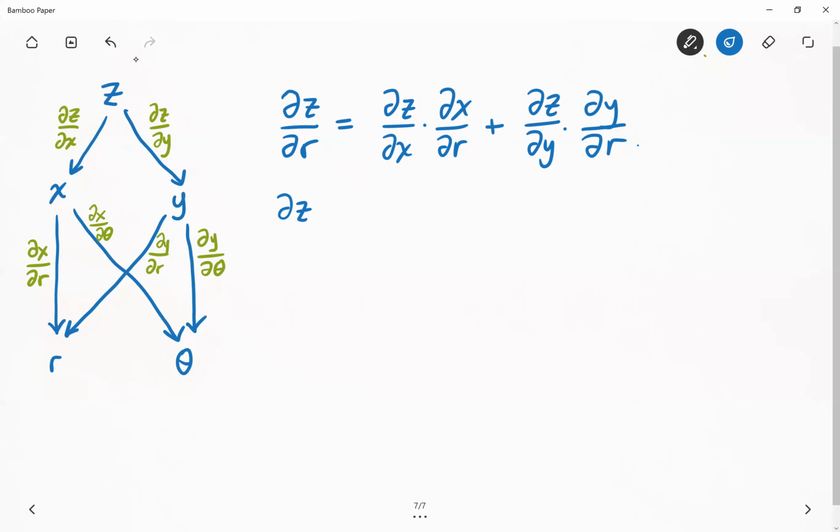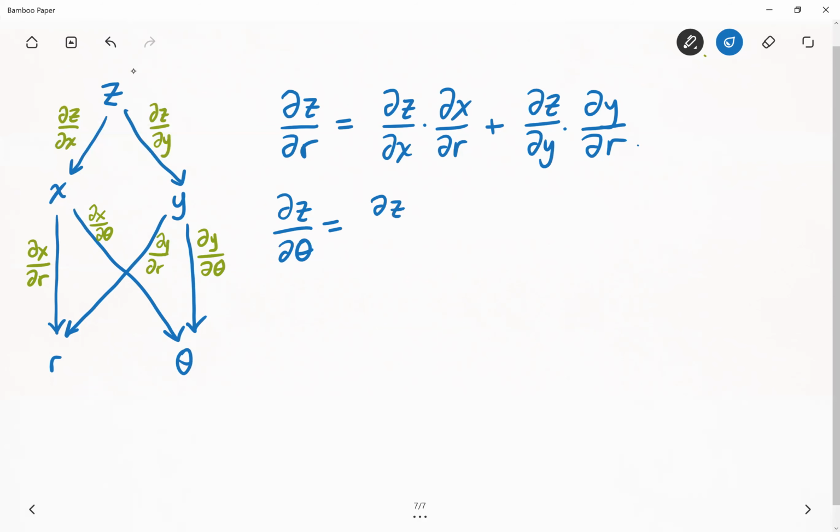And the same line of reasoning will let you derive a chain rule for dz d theta. How does the height of the surface change as you rotate around the origin? Well, we're going to look at the dependence of z on theta. And again, it's indirect. Z depends on theta through x. So multiply those derivatives together. And z depends on theta through y. So multiply those partial derivatives together. We'll add up the contributions along each of the chains.